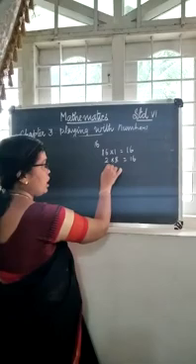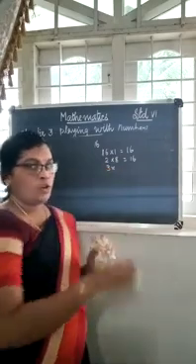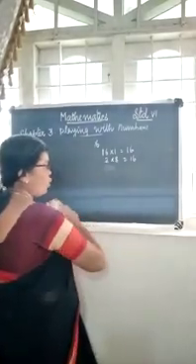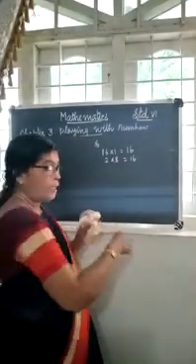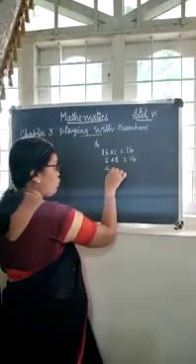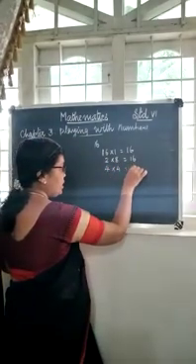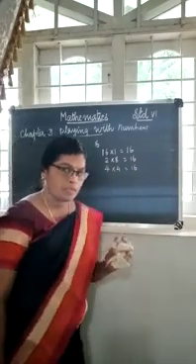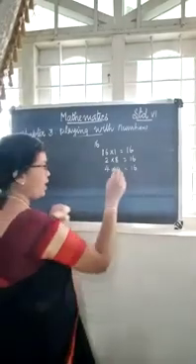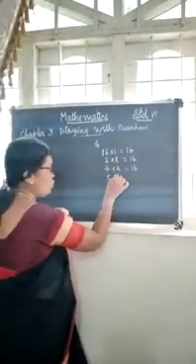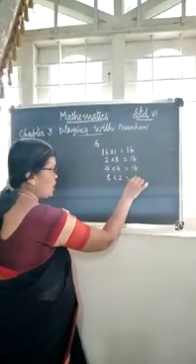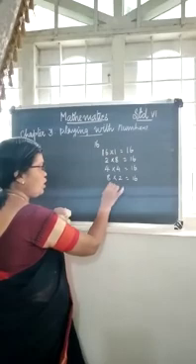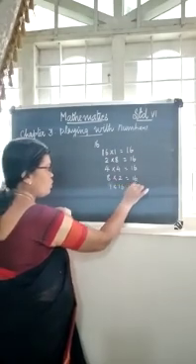Then 3 into any number is 16? No, 3 into 5 is 15. 3 into no number is 16. So we cannot divide 16 by 3. Then 4 into 4 is 16. And 5 into no number is 16. 6 into no number is 16. Now again we get 8 into 2 is equal to 16. Right? Then 16, 1 into 16 again is equal to 16.